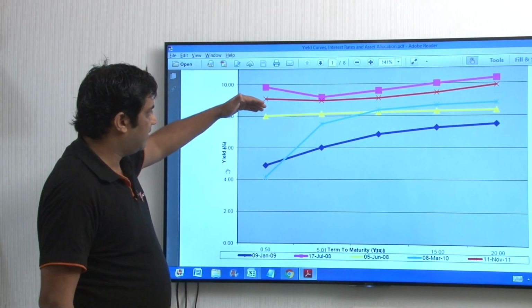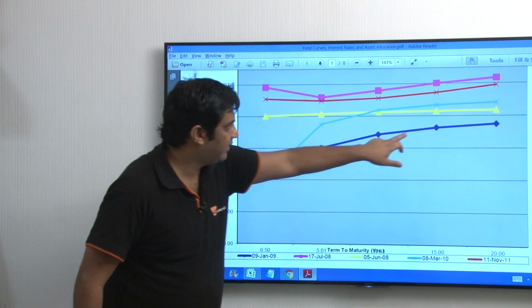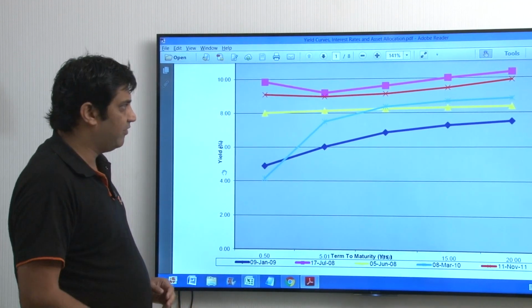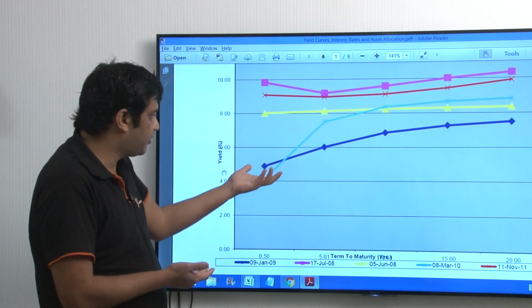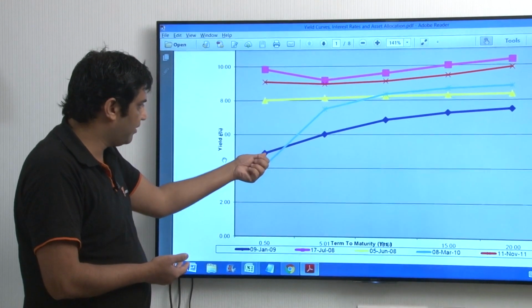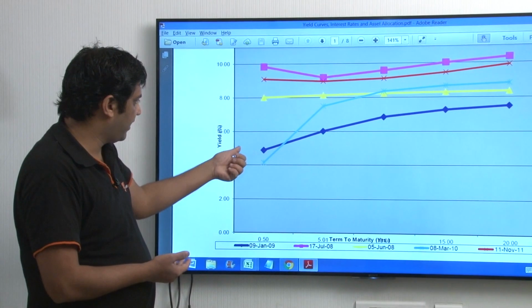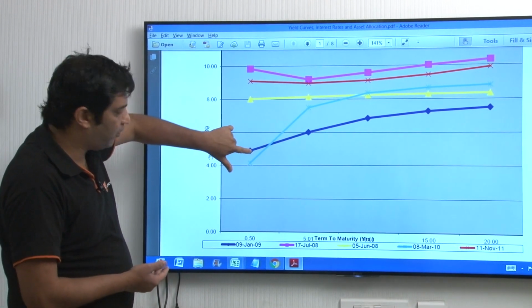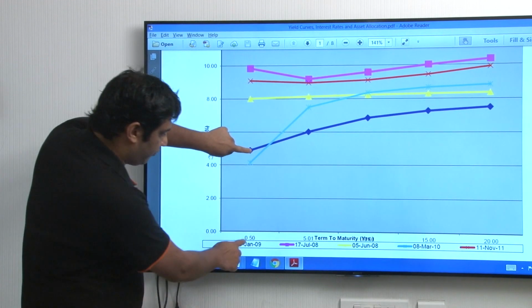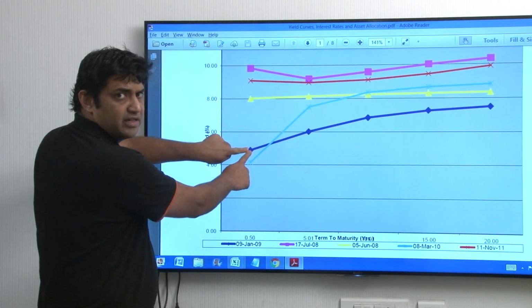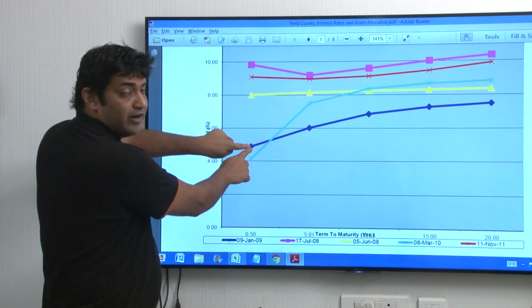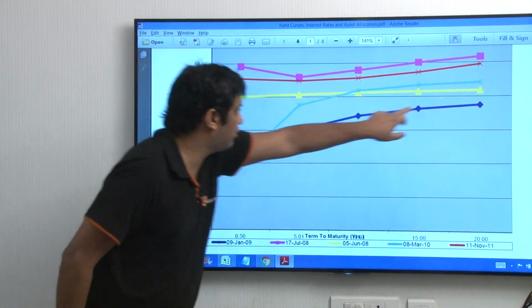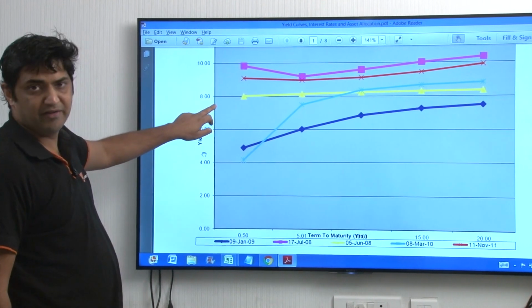Now this dark blue line is known as a normal yield curve. And we say normal because that is how it should be. When you invest for a short term period, you get 4.5%. So this is 4 and this is 6, so this would be roughly 4.5 or 5-ish%. So for 0.5 years, if you are investing in government paper, you get close to 5%. And for 20 years, if you invest in government paper, you get close to 8%, 7.5, 8%.